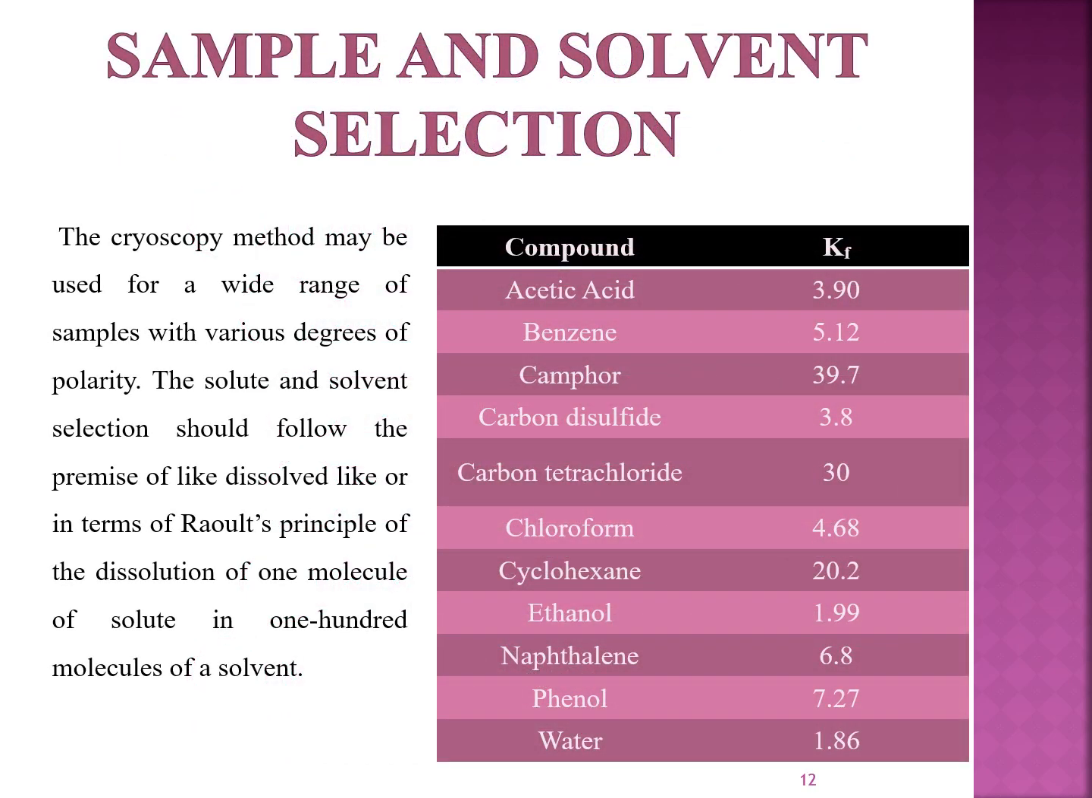The second, sample and solvent selection. The cryoscopy method may be used for a wide range of samples with various degrees of polarity. The solute and solvent selection should follow the premise of like dissolves like, or in terms of Raoult's principle, the dissolution of one molecule of solute in 100 molecules of a solvent. This table shows the cryoscopic constants for the common solvents used for cryoscopy. It consists of acetic acid, benzene, camphor, carbon disulfide, carbon tetrachloride, chloroform, cyclohexane, ethanol, naphthalene, phenol, and water.